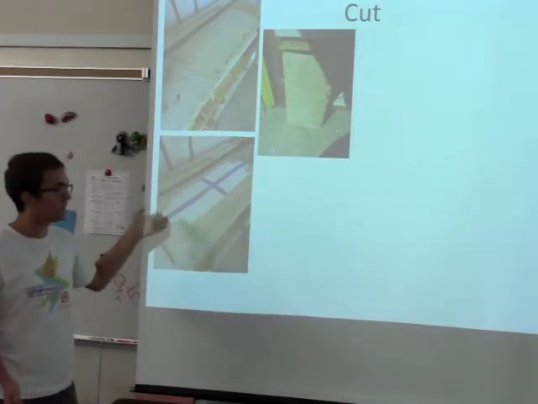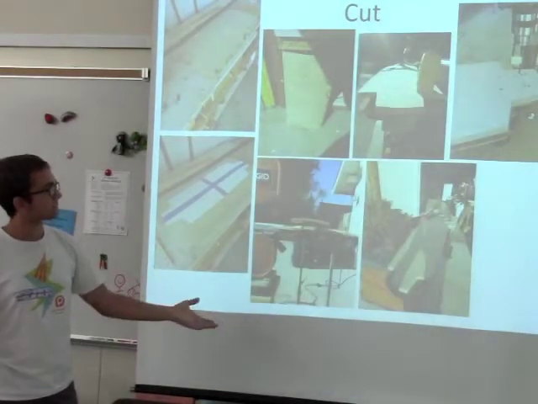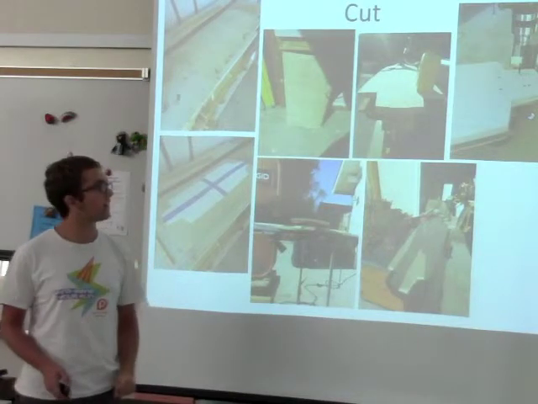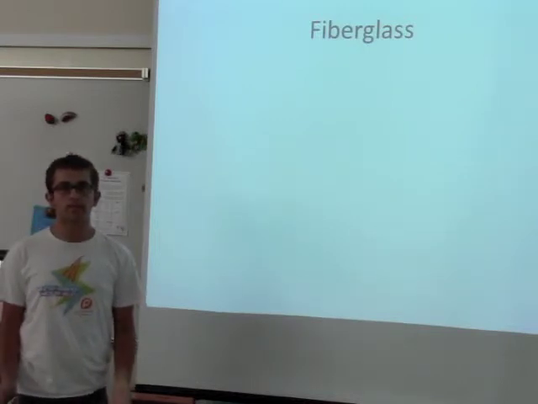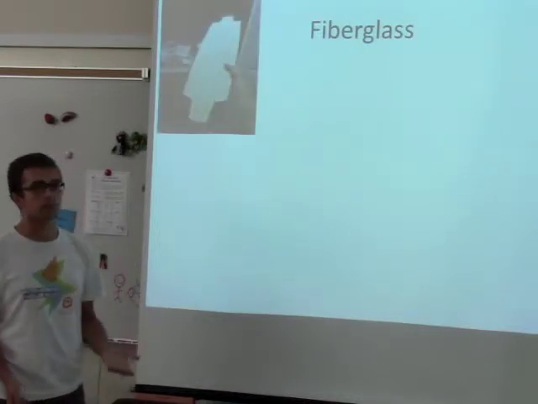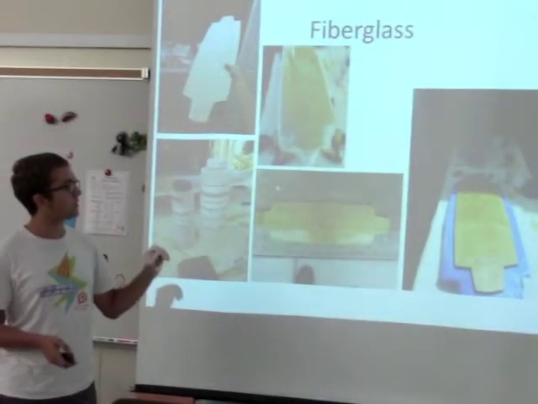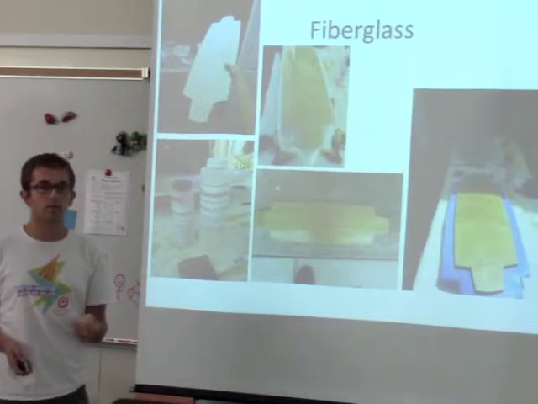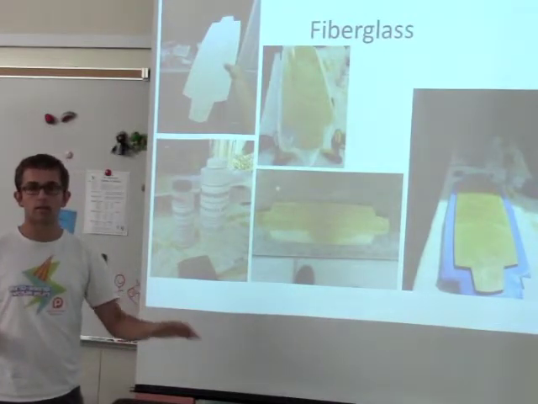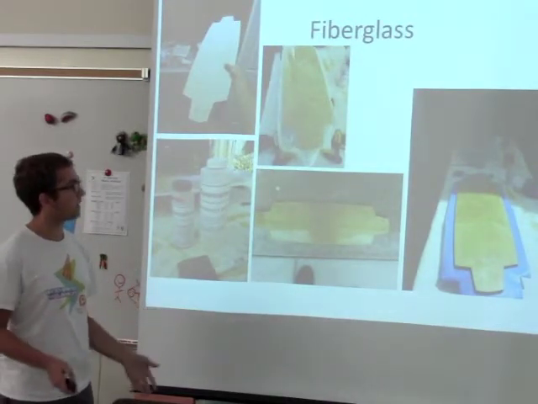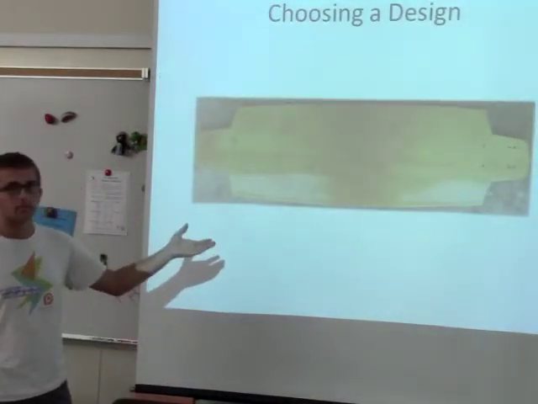So I created a template and drew that onto the board, and then many painstaking hours later, it was cut out and beautiful. And so I decided to fiberglass my longboard because it looks cool and because it adds strength to the board. And so I used epoxy resin and sheets of tight weave fiberglass where you just put the resin down and then lay the fiberglass on top, and then another layer of resin, and let that dry for another week. And once it was dry, I created my design.